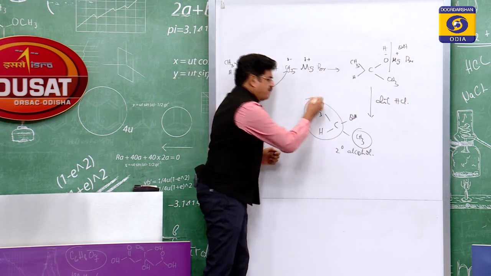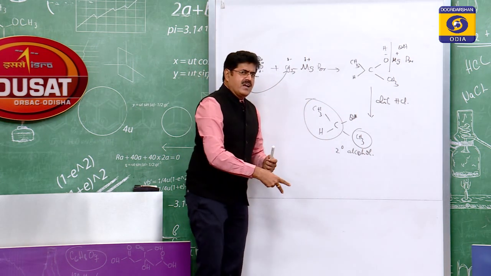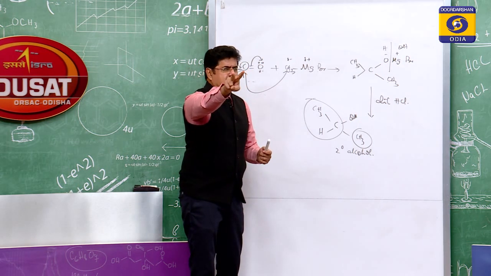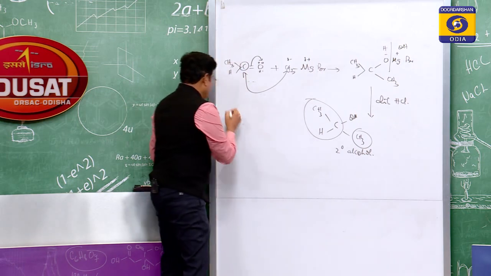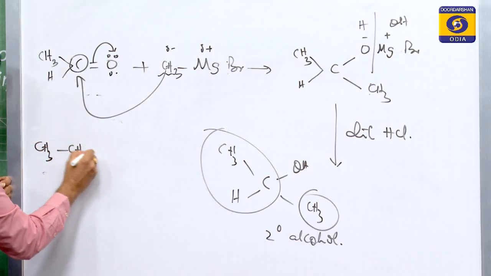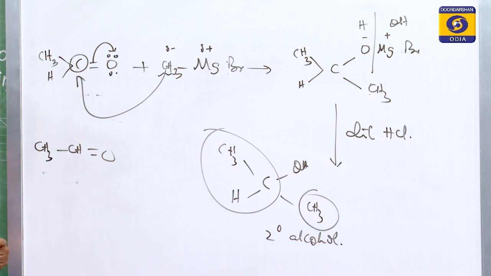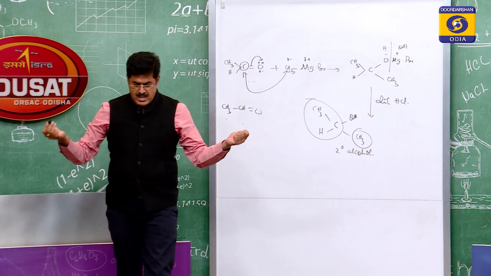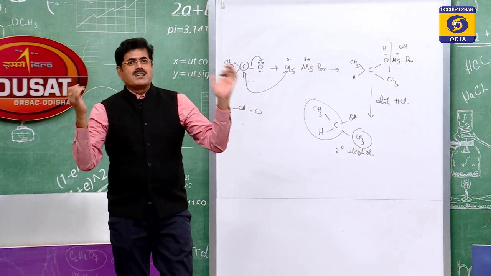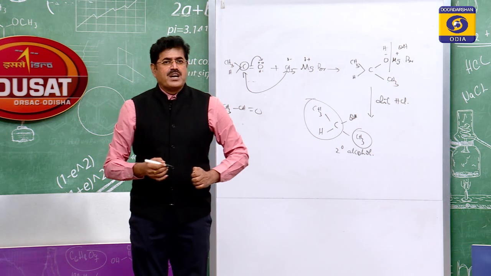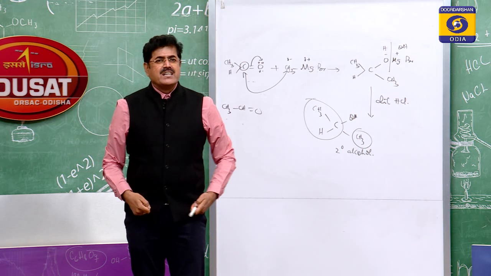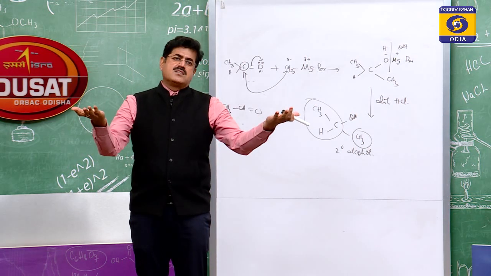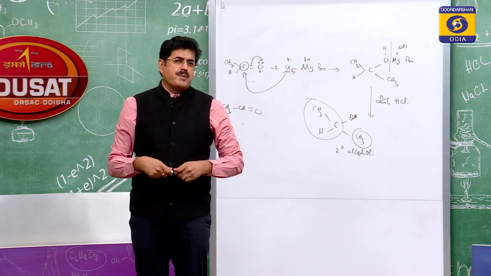Now how many carbons are left? 2 carbons. Tell me the aldehyde with 2 carbons. You know that. Yes, it is acetaldehyde. The reaction is given here. So in reverse, this question can also be asked: what happens when acetaldehyde is treated with methyl magnesium bromide and the product thus formed is hydrolyzed by dilute acid? Very simple. The answer is isopropyl alcohol.